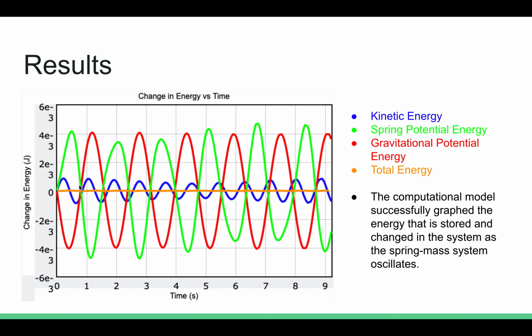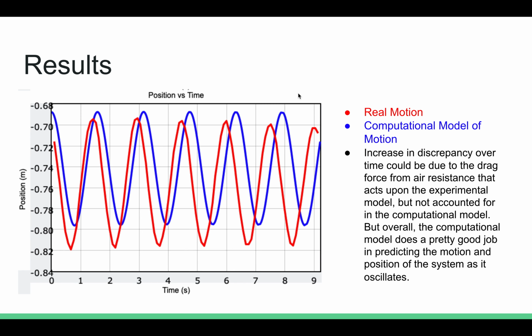So here are my results. For the change in energy versus time graph, we have the kinetic energy represented in blue, the spring potential represented in green, the gravitational potential represented in red, and the total energy represented in orange. And we found that this computational model successfully graphed the energy that is stored in the system as the system oscillates through its motion. And then here's a position versus time graph, where the red represents the real-time motion and the blue represents the computational model of the motion.